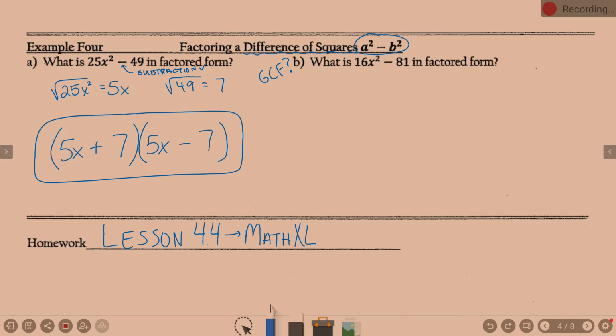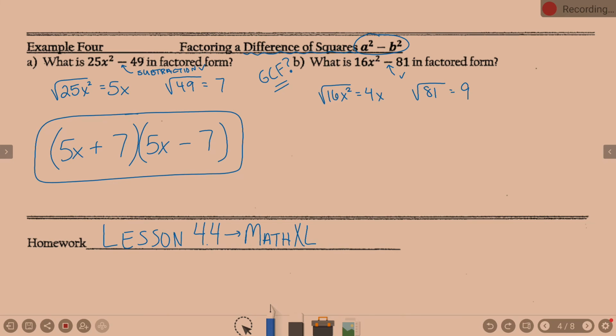So B, same first question. Is there a GCF? No. And I'll tell you no. 16 basically only divides by 2s and 81 only divides by 3s. So no GCF. So here's what we're checking. Can you take the square root of 16x squared? Yes, that's going to be 4x. Can I take the square root of 81? Yes, 9. Is this a subtraction? It is indeed. Okay, I'm checking though.